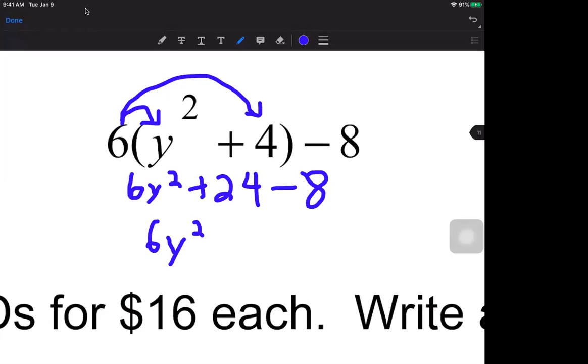Does somebody want to give me the answer for that? $16. Thank you. Good job, Mike. So then we get 6y squared plus 16. All right, any questions on the first 2 warm-ups?